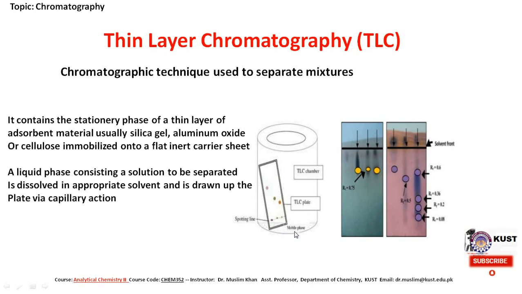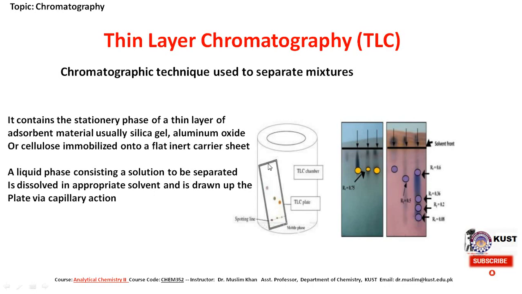And the next one, the third component, is the mobile phase in this chamber. This comprises a solvent or a solvent mixture, whatever you are using as the mobile phase. The mobile phase should have the highest purity for the proper development of TLC spots. The recommended solvents are chemically inert with the sample and the stationary phase.